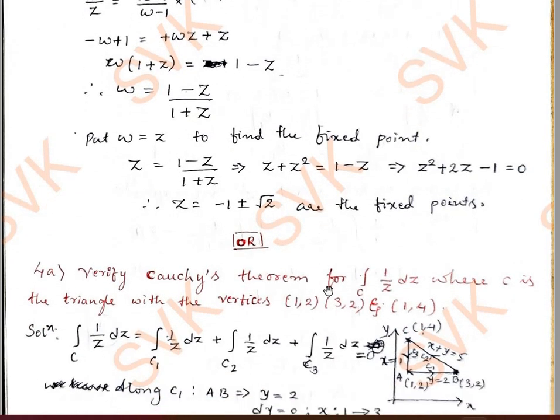Moving on with optional question. Verify Cauchy's theorem for integral over region 1 by z dz, where C is the triangle with the vertices 1, 2, 3, 2 and 1, 4.